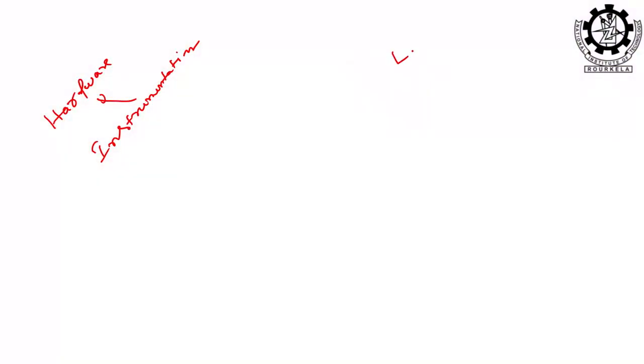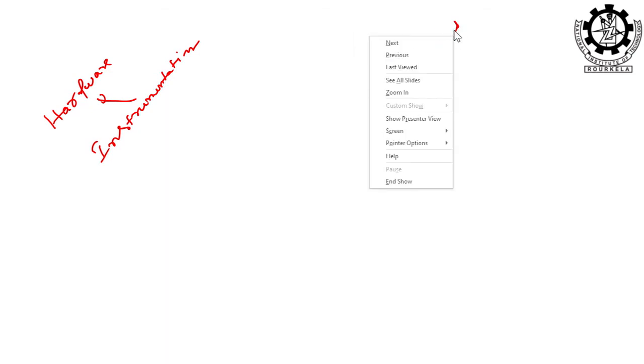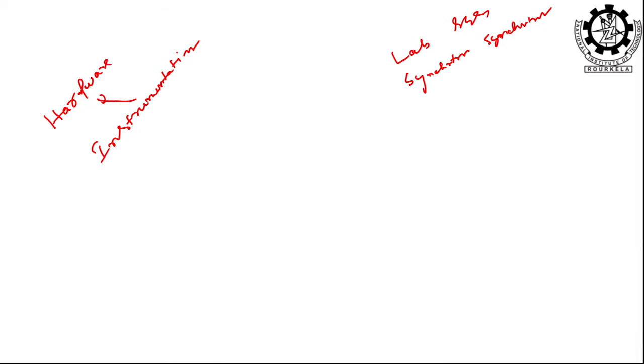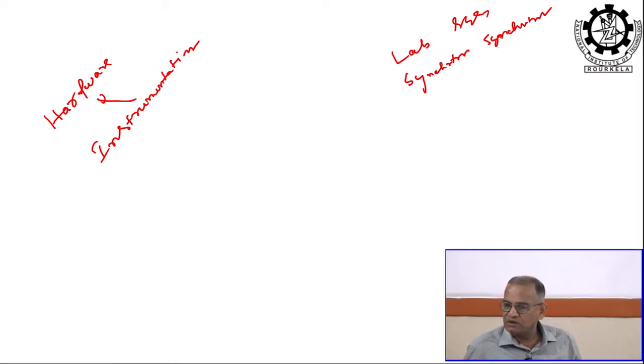One is the laboratory system and the synchrotron system, right. All the data are collected in synchrotron. So, these are the two kinds of facilities available to us for collecting the scattering or diffraction data, right. Then what is the difference between this lab system and the synchrotron system?